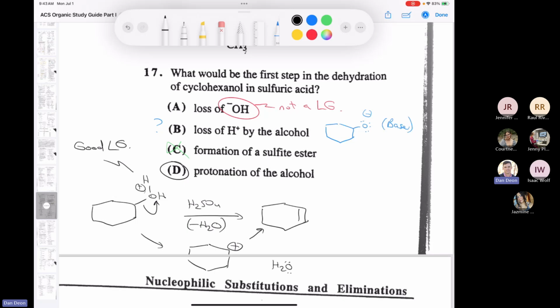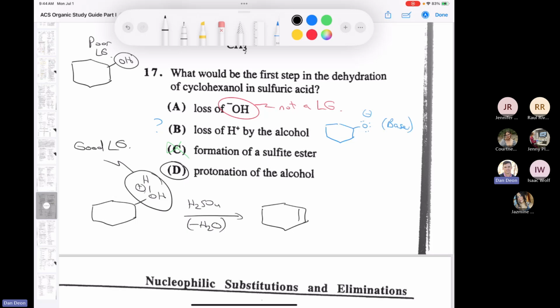Then water is going to come in as your base and it's going to abstract this proton to form the alkene like that. There you go. So let's just say proton transfer to convert a poor leaving group into a good leaving group. Does everybody remember this? Taking a poor leaving group, an alcohol, and converting it into a good leaving group? Okay, so just to review again, a hydroxide is a poor leaving group, and then if you protonate it, this is a good leaving group.